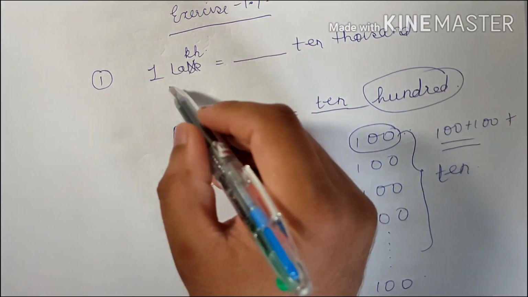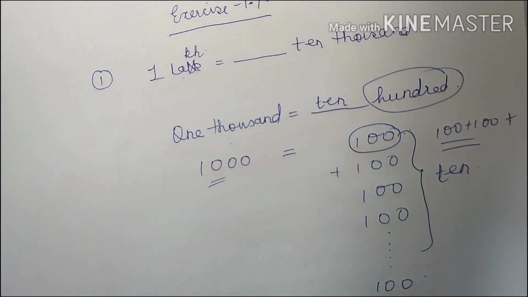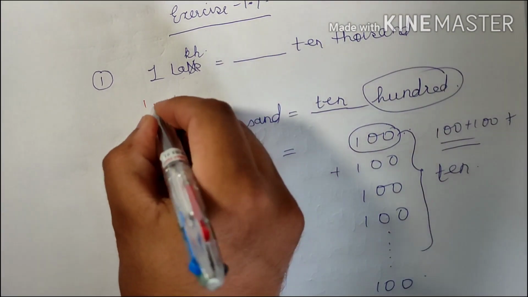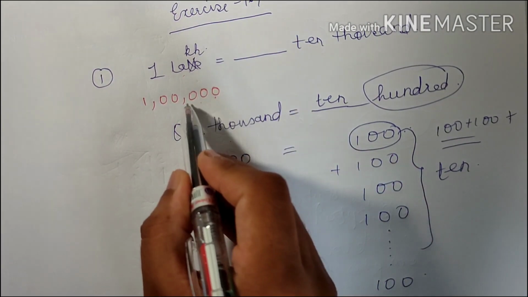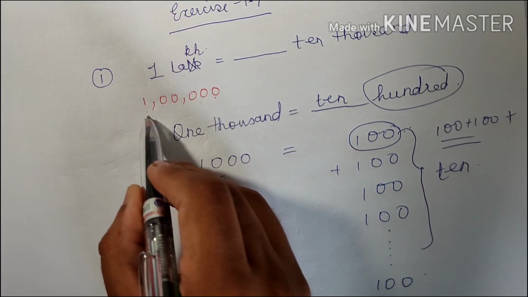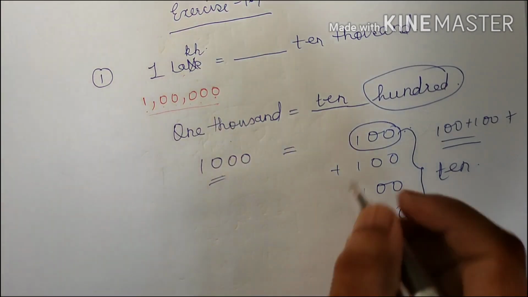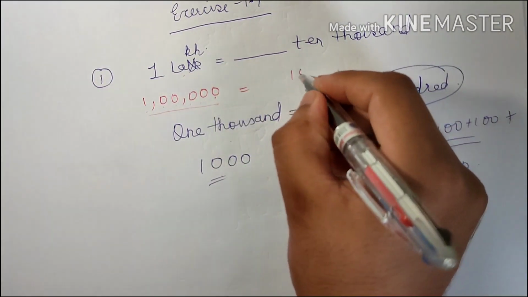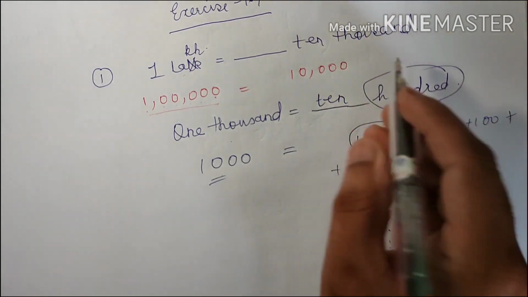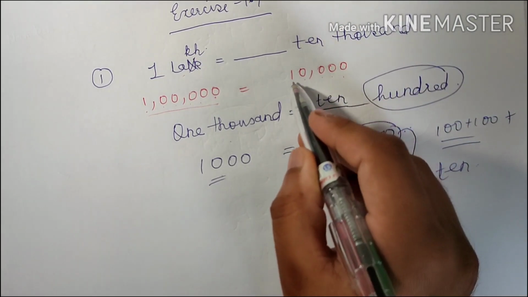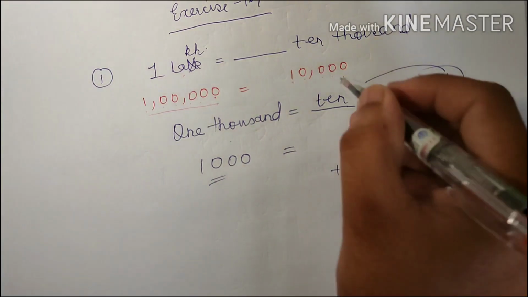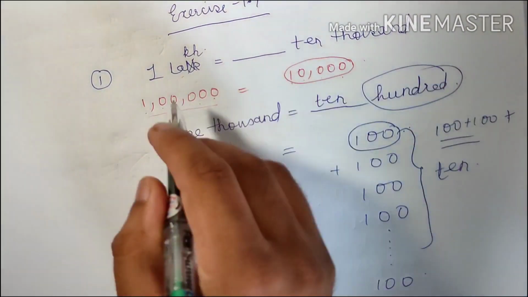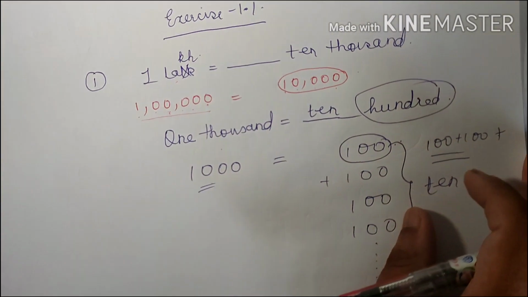Okay, now let's see your textbook. When you make 1 lakh, how many 10,000s will you need? That means 1 lakh, how do you write? Isn't it? Ones, tens, 100, 1000, 10,000, lakh. So this is 1 lakh. Similarly, you write here 10,000: ones, tens, 100, 1000, 10,000.